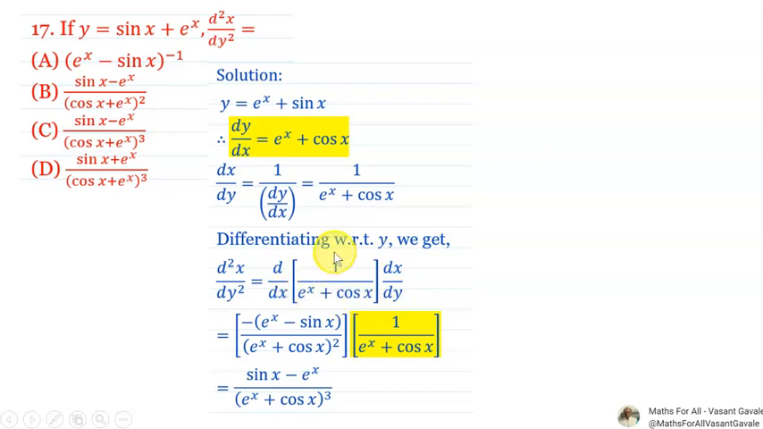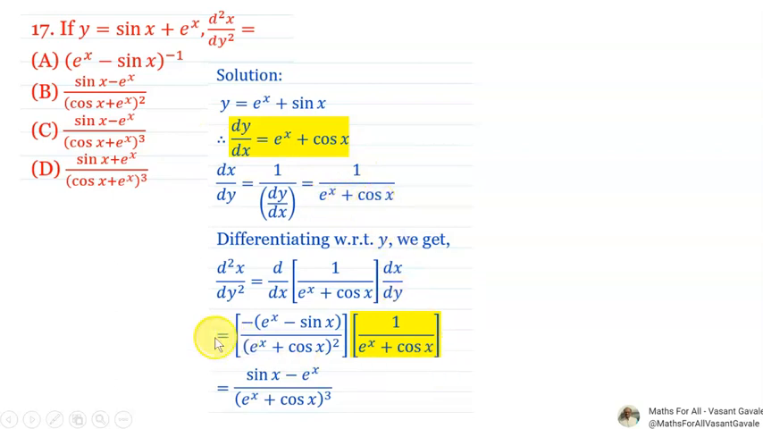Now, here it is 1 upon v. So how is its derivative? Minus 1 upon v square into derivative of e raised to x plus cos x. Minus 1 upon v square, the derivative of e raised to x is e raised to x, and the derivative of cos of x is minus sin of x. Now the next step, dx upon dy. dx upon dy is 1 upon e raised to x plus cos x.